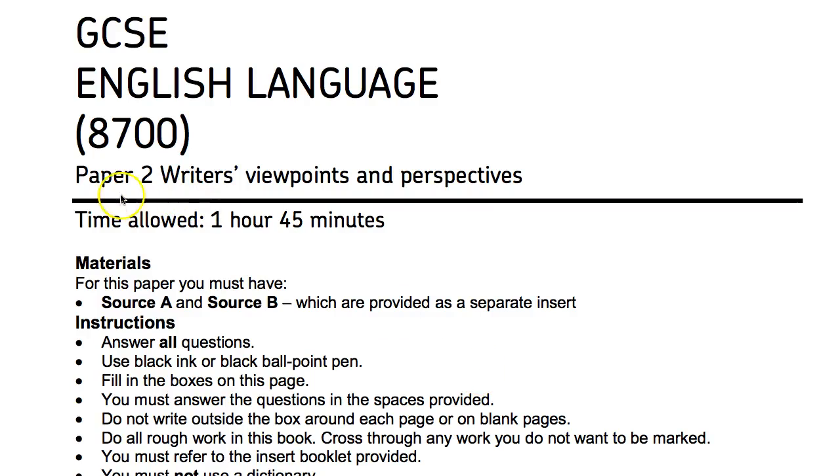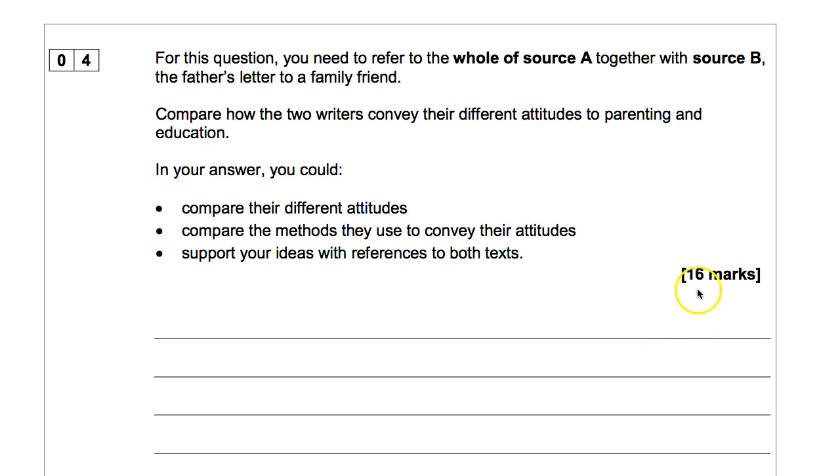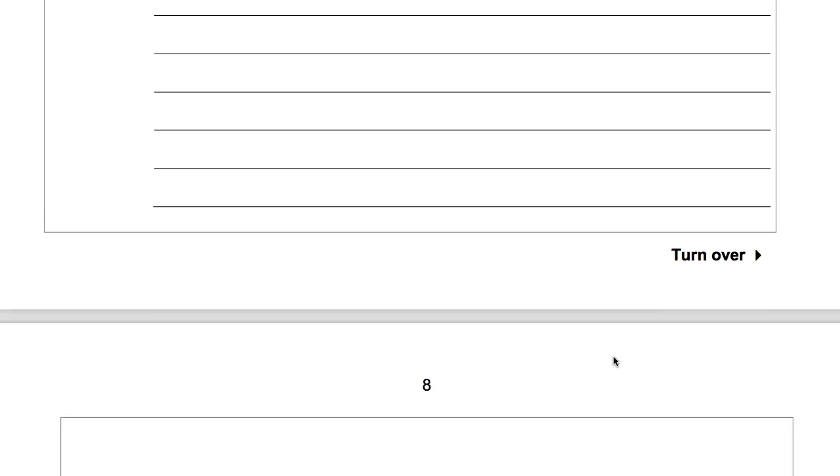Hello, welcome to paper 2 of the AQA 8700 English Language GCSE, and the focus is question 4. My resource today is the Specimen Material 1, which you can find on AQA's website. Question 4 is worth 16 marks, and you have 1.5 minutes per mark on this paper, so that's 24 minutes to answer this question. Let's have a look at how many pages the examiners give you.